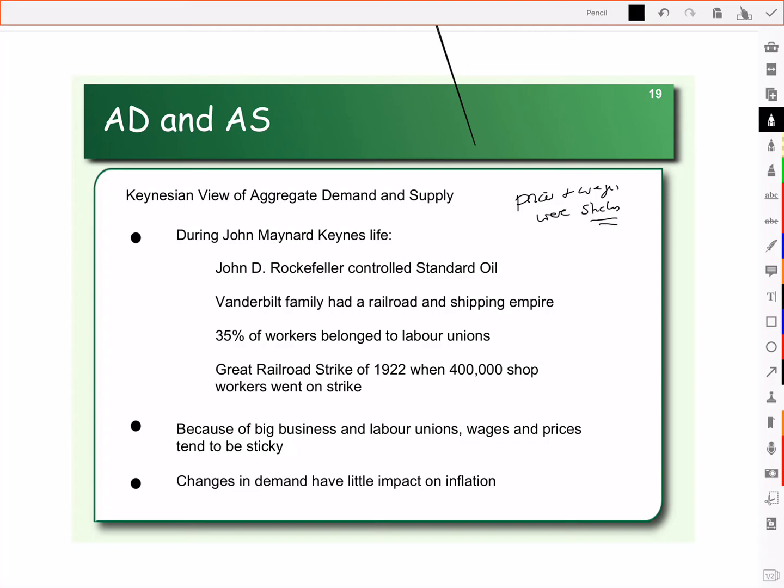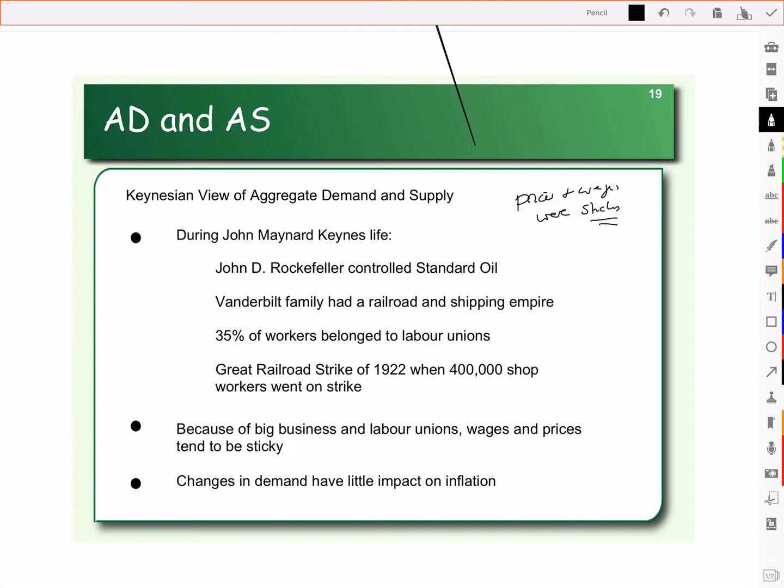Now, these monopoly owners had a lot of money. If we look at John D. Rockefeller, for example, John D. Rockefeller was worth about $200 million in the middle of the Great Depression. And that was at a time when the average Albertan made about $212 in a whole year. And he was worth $200 million. So very rich, very powerful. And since they were very rich, very powerful, they didn't want to change prices on their goods.